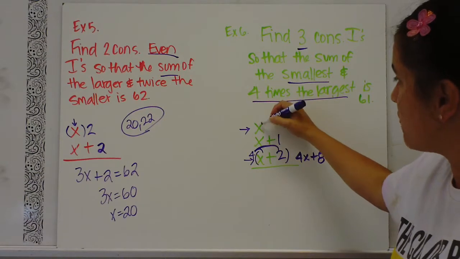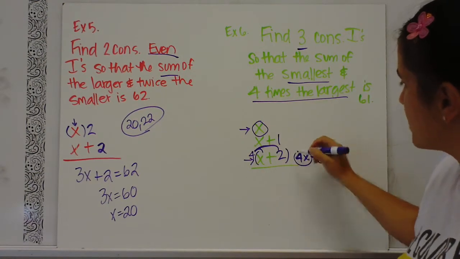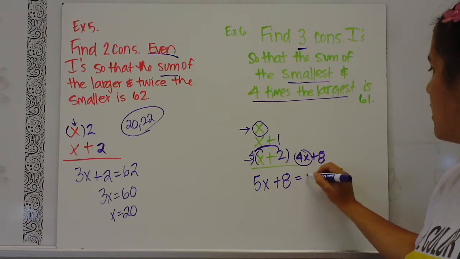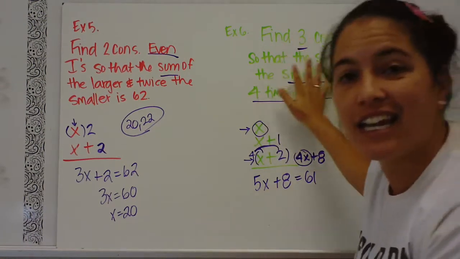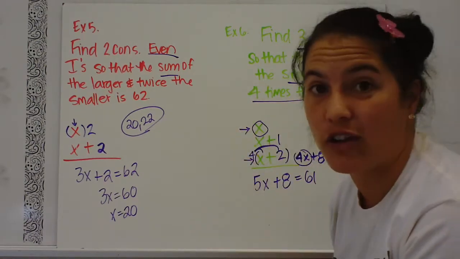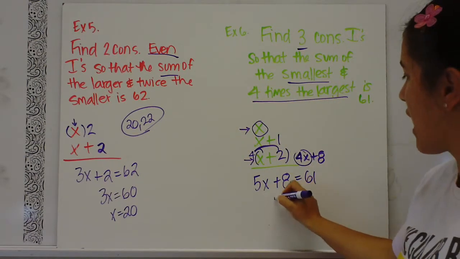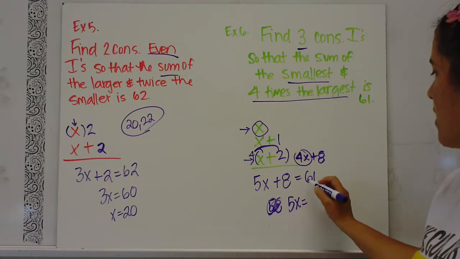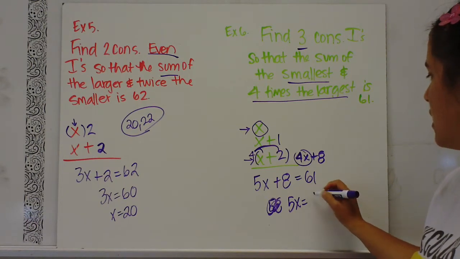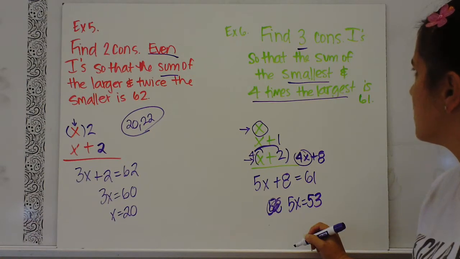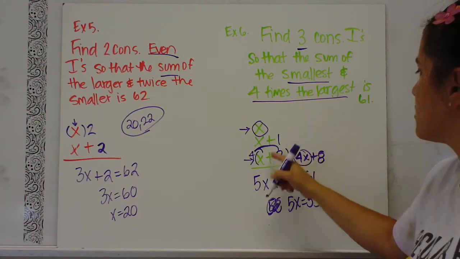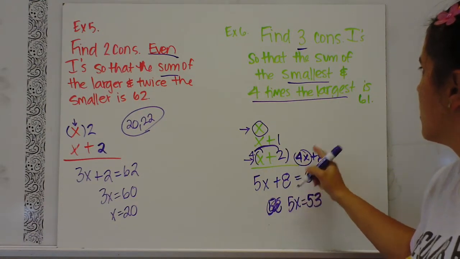We're going to add it up. So I have my 1X here, and my 4X's here, so that would be 5X plus 8 right here equals 61. Notice, it doesn't say anything in here about the middle number. The middle number, we're not using it right now. I would subtract 8 from both sides. Whoops. 5x equals 61 minus 8 is 53. This is not working. So the sum of the smallest and 4 times the largest is 61.